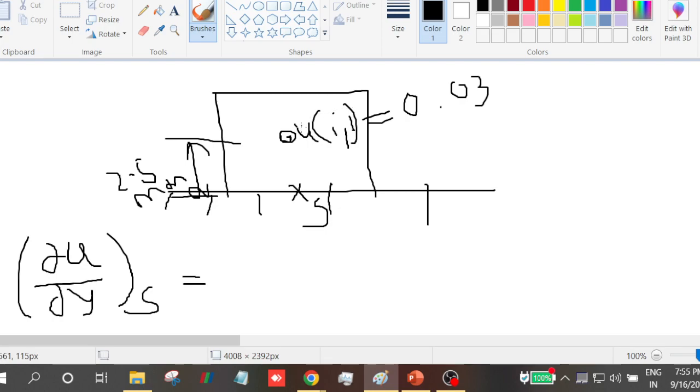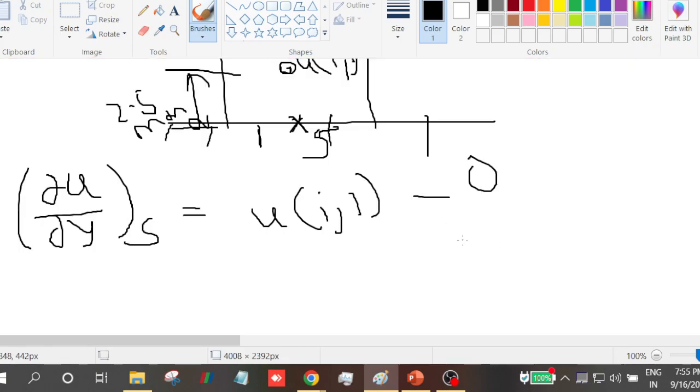Yes, let us try to see that. Okay, so du by dy, if we do forward differencing, because we cannot do central differencing because we do not have a point next to this. Yes, so if we do this, u of I comma 1 minus u at S, that is 0, divided by 2.5 mm, 2.5 into 10 raised to minus 3.